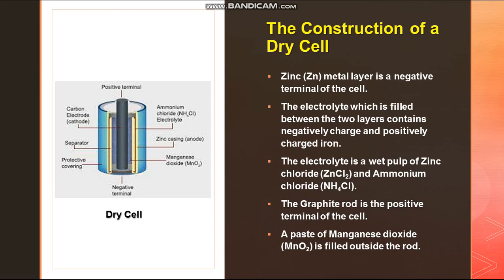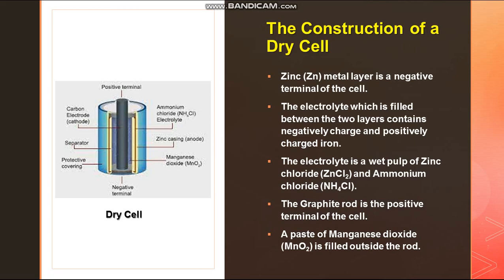There is a graphite rod at the center of the cell. You can see it in the diagram. This is the positive terminal of the cell. A paste of manganese dioxide is filled outside the rod. Because of the chemical reactions of all these chemicals, electrical charge is produced on the two terminals, that is the graphite rod and the zinc layer, and an electric current flows in the circuit.